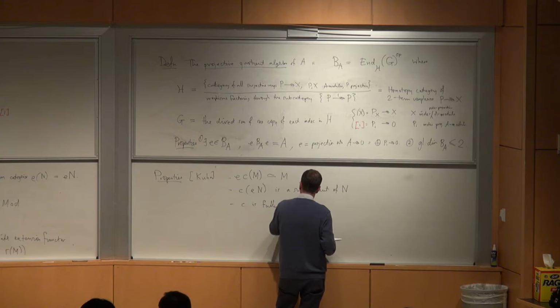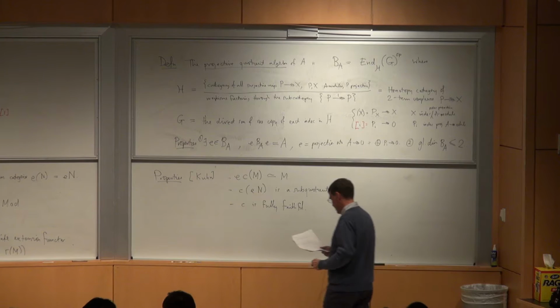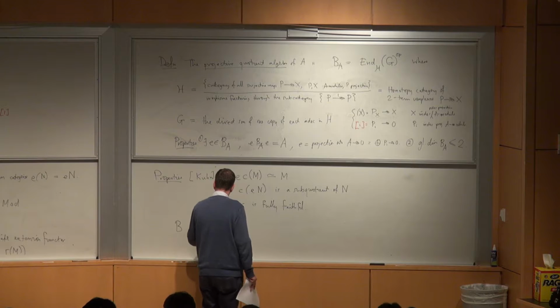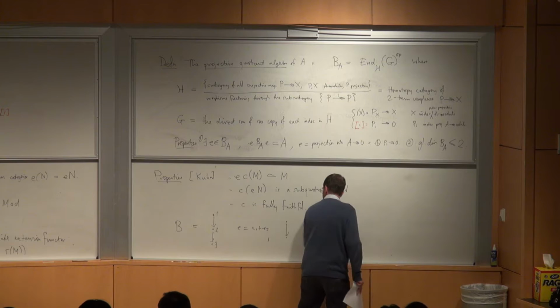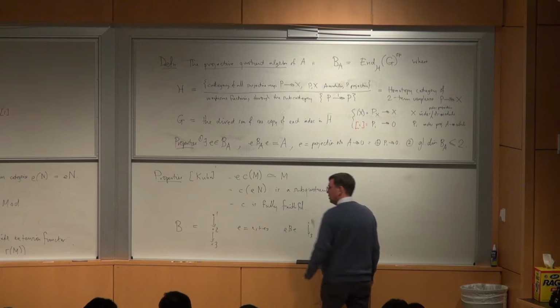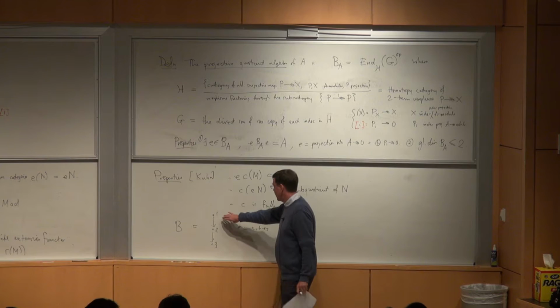And maybe it's good to see an example. So B here could be just this path algebra, 1 to 2 to 3. And E could be E1 plus E3, so that EBE is just 1 to 3. Then the functor E takes a representation of B, a 3 vector space, and just forgets the middle vector space.